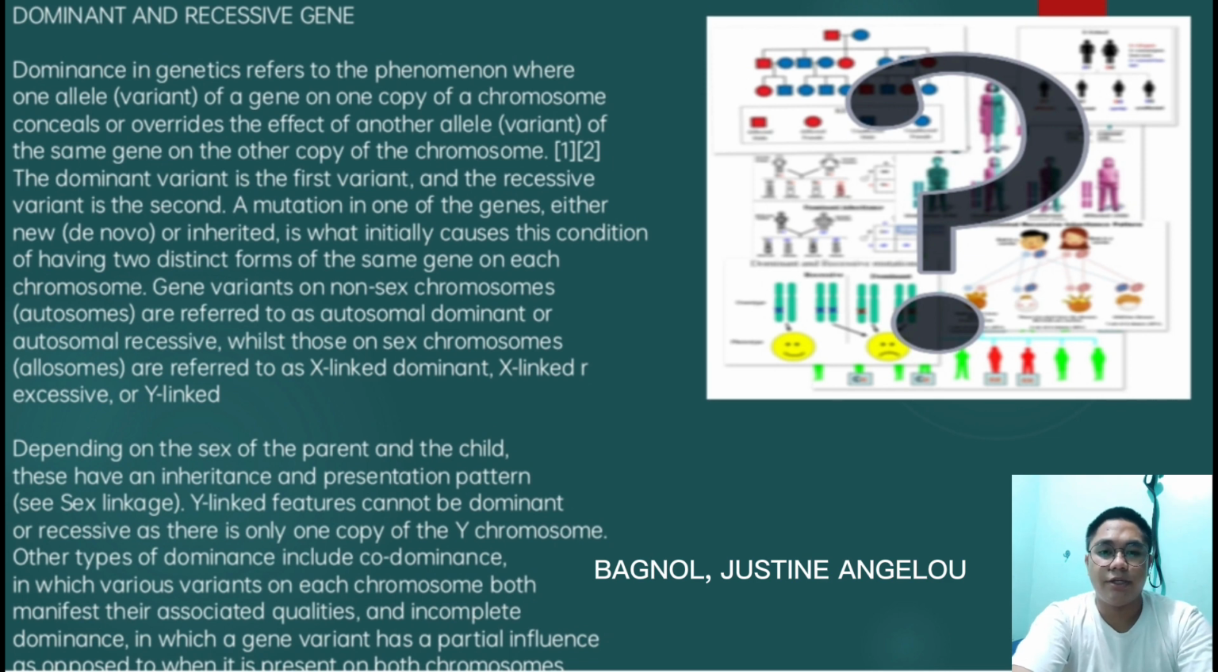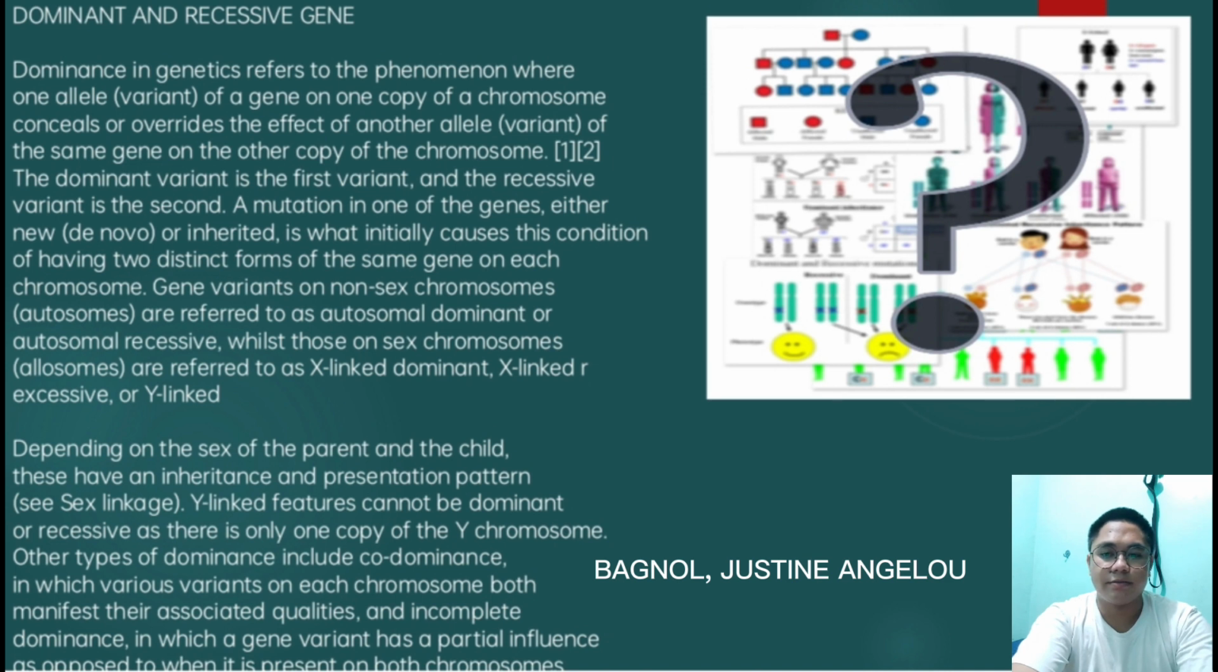In the field of genetics, the phenomenon known as dominance describes the situation when one allele or variant of a gene on one copy of a chromosome masks or overrides the influence of another allele or variant of the same gene on the other copy of the chromosome.